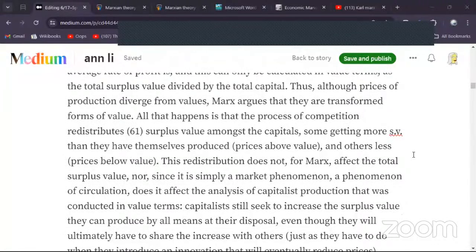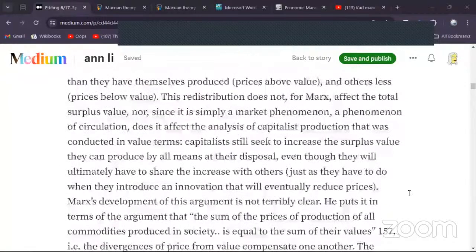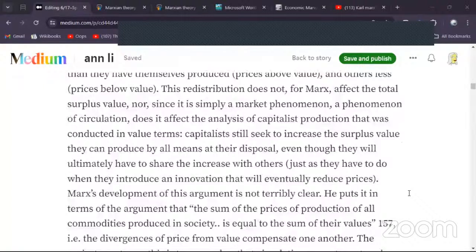Capitalists are still motivated to seek to increase the surplus value they can produce by all means at their disposal, even though they will ultimately have to share the increase with others, just as they have to when they introduce an innovation that will eventually reduce prices. Now, whether you could or couldn't really do that is problematic, and it depends on other kinds of things. So let's say you've invented a piece of technology or software that improves the price of your object, or you've increased your prices, but you've made it palatable to the market because your software is so good that that advantage is going to outweigh all the other things.